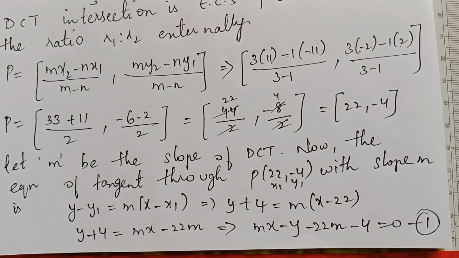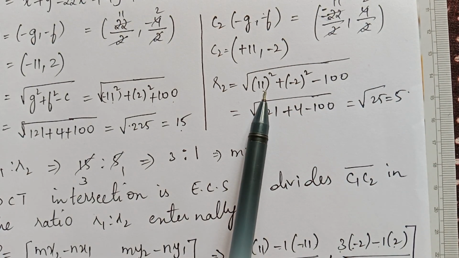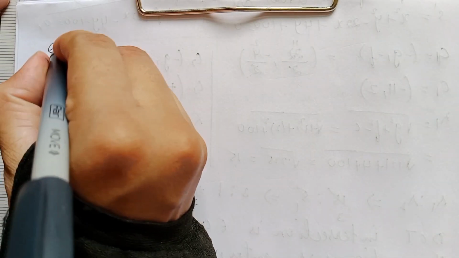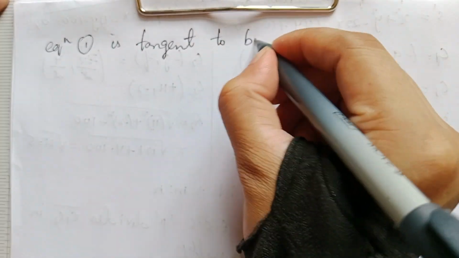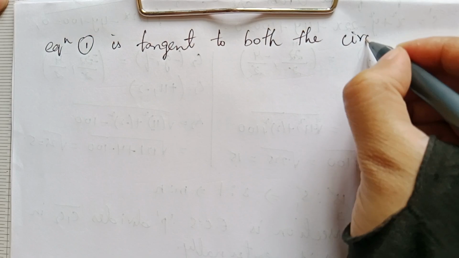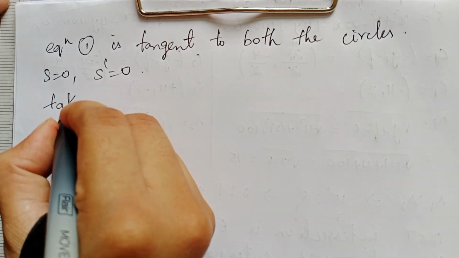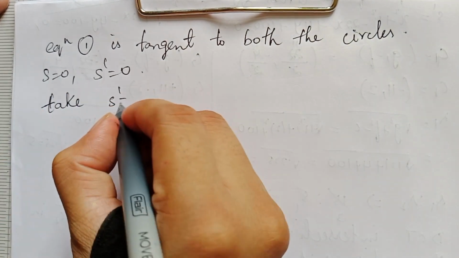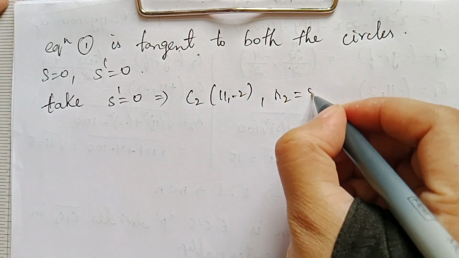as equation 1. Now this is nothing but tangent to both the circles, right? For the two circles given in the question. So we'll consider that circle whose radius is lesser number, so we can solve it easily. So I'll take that C2, okay? So equation 1 is tangent to both the circles s is equal to 0 and s dash equals to 0. So take any one of the circles, okay? So I'm taking s dash equals to 0. So for this C2 value will be 11 comma minus 2 and R2 is equal to 5.